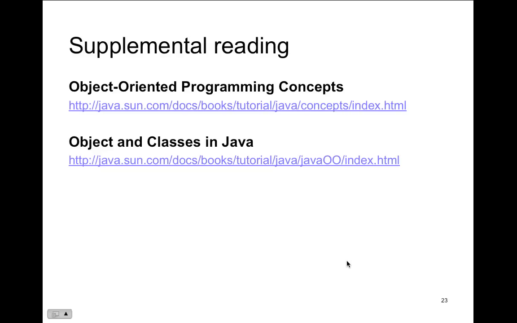Supplemental reading, object-oriented programming concepts. These are actually pretty good links by Sun. The only problem with Sun's tutorials and Sun's information is that they're extremely long. Some of them are like volumes of information. In fact, you can go online and look at the class structure and the hierarchy. If you have enough patience, you can follow it from Object all the way down to whatever it is you're working on, and everything's related to everybody else.